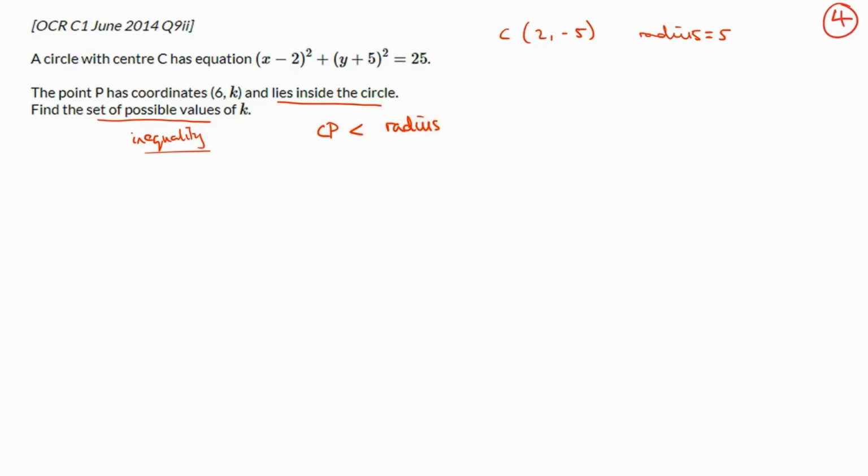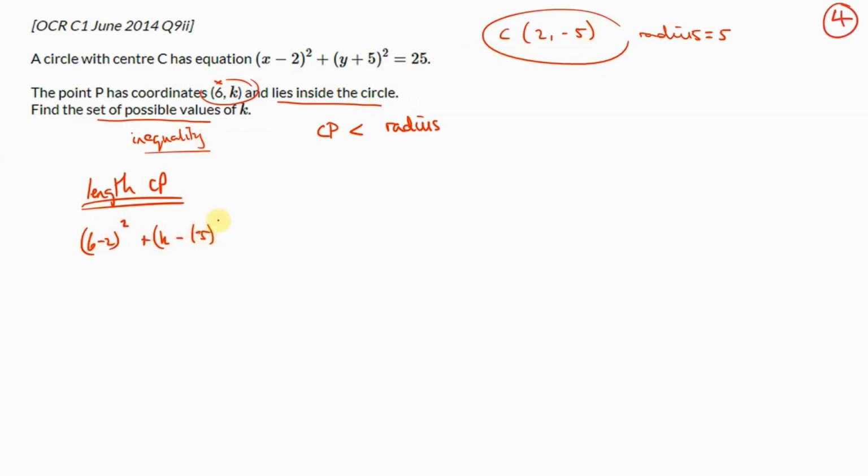So if it lies within the circle, it must be less than the radius, because if it was equal to the radius, it would be on the edge, and if it was more than the radius, it would be outside of the circle. So let's find the length C to P. We're going to find that algebraically because we have a letter as our y-coordinate for P. So I'm going to do point P subtract point C to find my distance differences, so 6 minus 2 squared, and k minus minus 5 squared. So that's 4 squared plus k plus 5 all squared, and that's all square rooted as well, because we're doing Pythagoras to find the length. And this is less than the radius, which is 5.